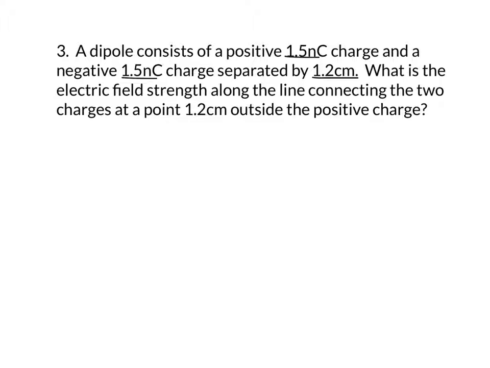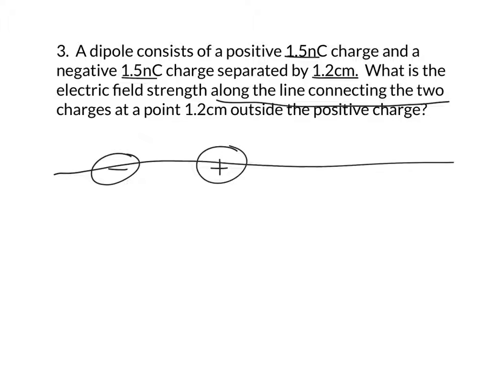So let's draw this. Let's put a negative charge here. Let's put a positive charge here. We are along a line connecting them. So here's the line that connects them. Pretend it's a straight line. At a point that's 1.2 centimeters outside positive. So I have to be over here at this point. So that's the point I'm probing.